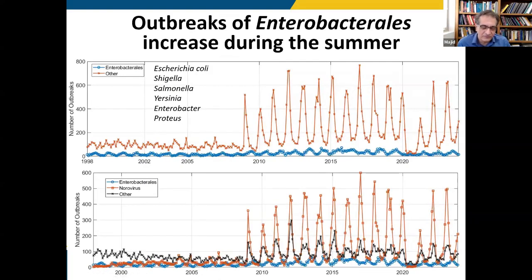Another interesting observation of NORS data is this periodic behavior. The top time series data that you can look at clearly shows peaks and valleys that do not exactly match each other. The red one, which is for all other pathogens, has peaks sometime around winter, and the blue, which is for Enterobacterales, peaks in the summer. In the bottom figure, you can see that the major contributor of all other infections is norovirus. That's shown with this black curve, and the blue one is for Enterobacterales, which is increasing during the summertime.